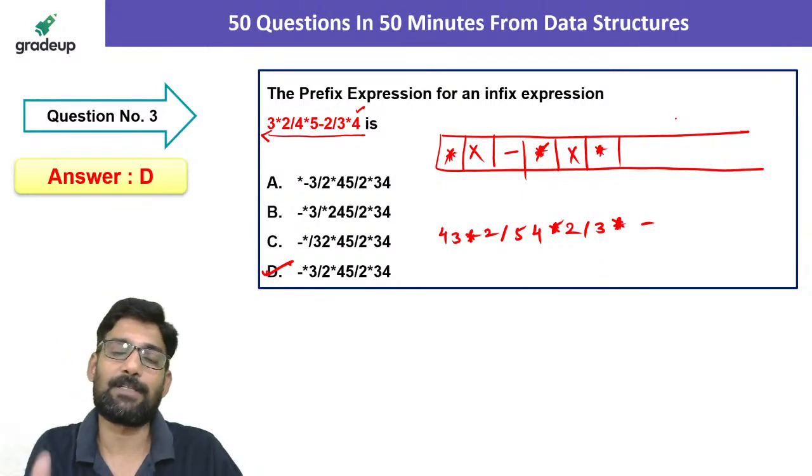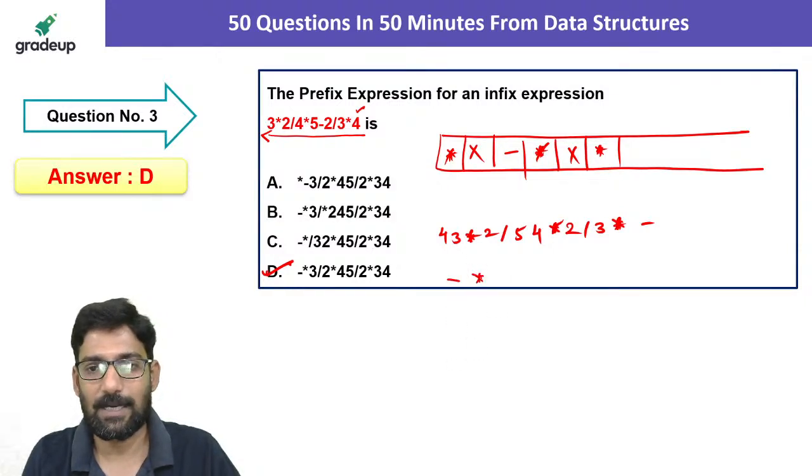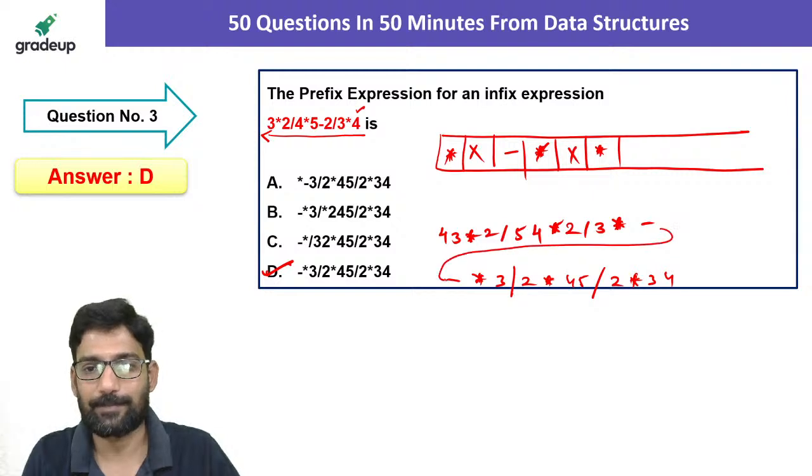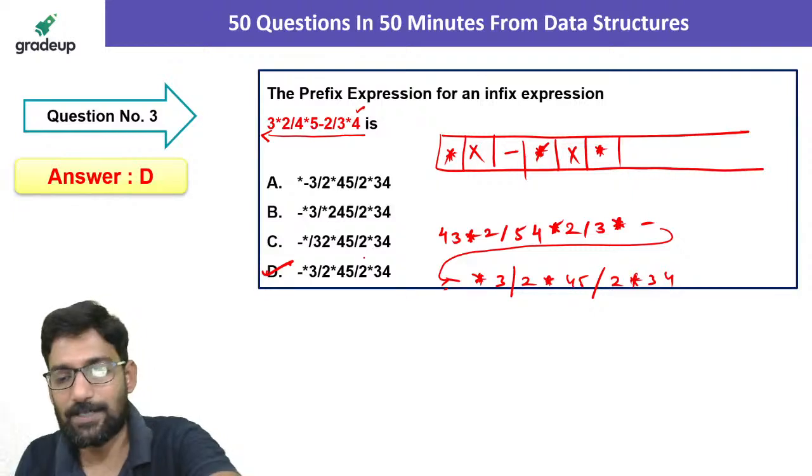Now reverse the obtained expression. So it is minus star 3 divided by 2 star 4 5 division 2 star 3 4. We will just reverse it. So option D. Okay. Next question.